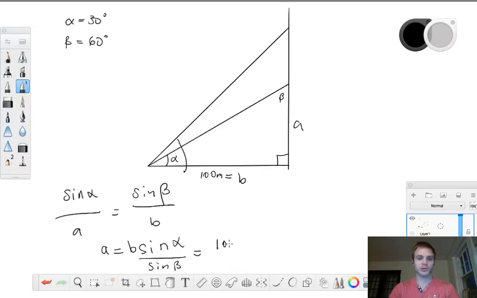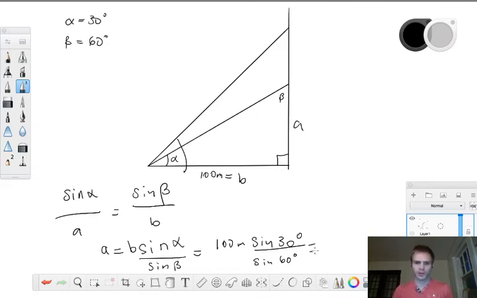I said b is equal to 100 meters, and then we've got the sine of alpha, which was given to us as 30 degrees, and we know that this middle one here is 90, so this has to be 60, since the interior angles all sum up to 180. Okay, and this is calculator magic. Actually, we can probably calculate this.